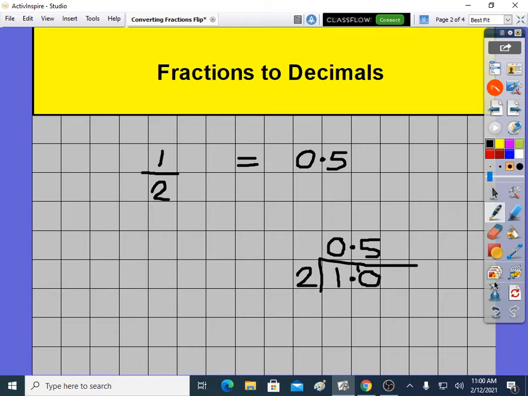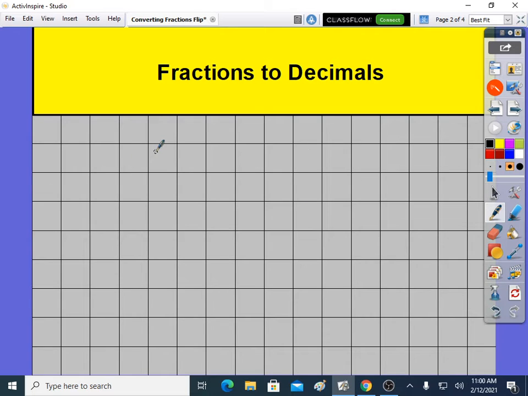Top divided by bottom. Let's do another one. You might know what 1/4 is. You won't know what every fraction is as a decimal though. Maybe you know what 1/4 is, maybe you don't. Let's divide it. 1 divided by 4. It's unusual to have the small number inside the bus stop, isn't it? That's quite unusual, but that's what we're doing when we do 1 divided by 2. 1.0 or 1.00 will make it work.